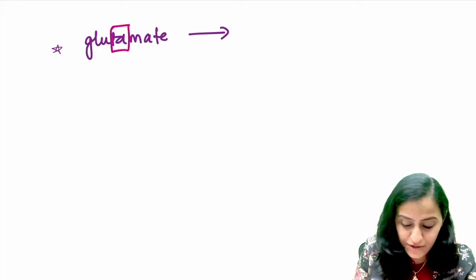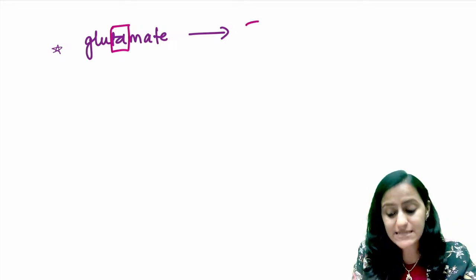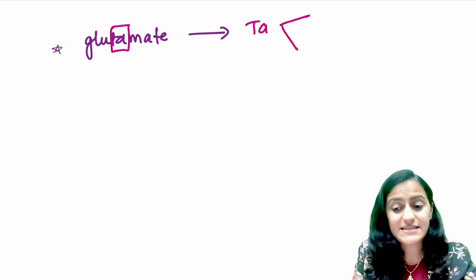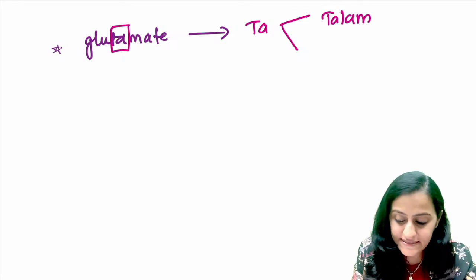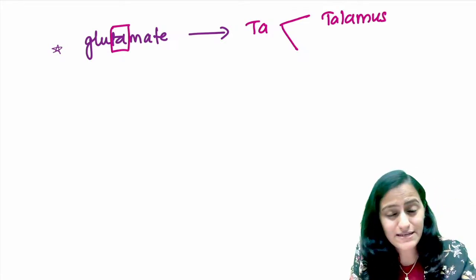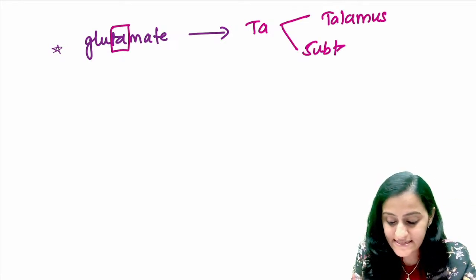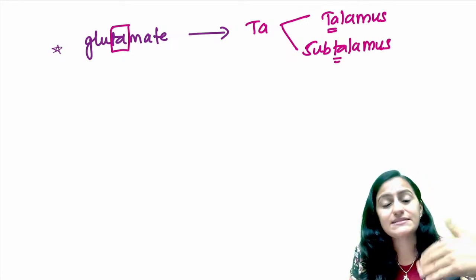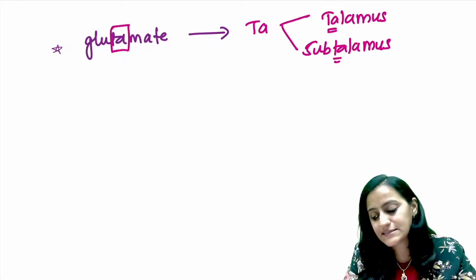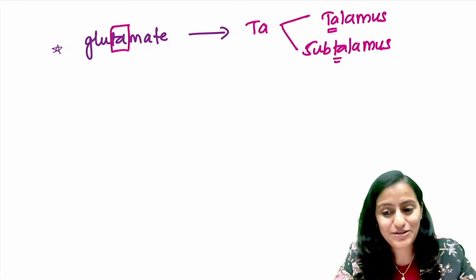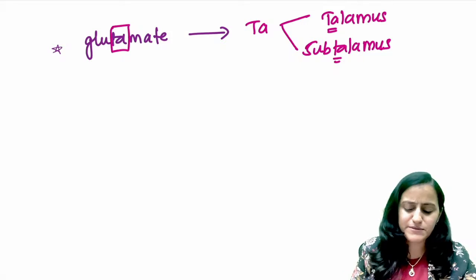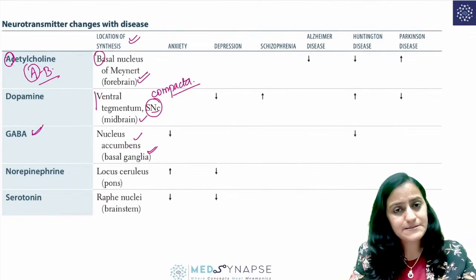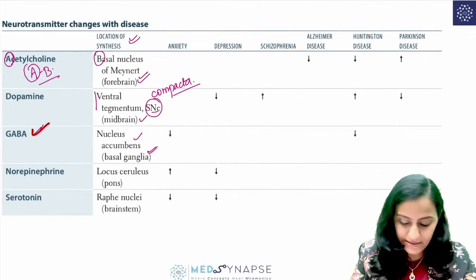The trick to remember that was glutamate. TA is TA. Remember TA wala, that is thalamus. Okay, we write it as thalamus to remember, and subthalamus. The output from here basically has glutamate as the neurotransmitter. Otherwise, most of the places it is GABA. Okay, so GABA is in the basal ganglia.